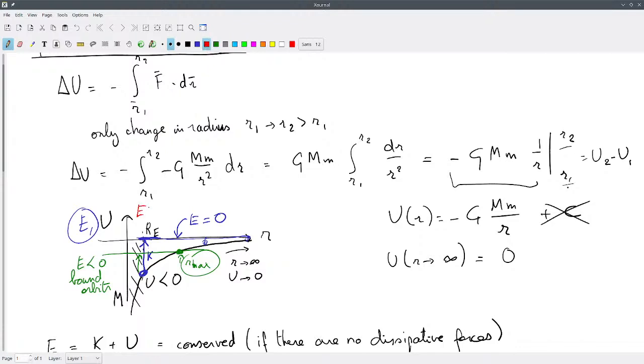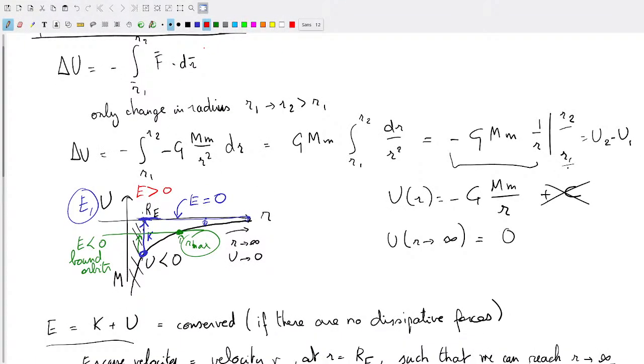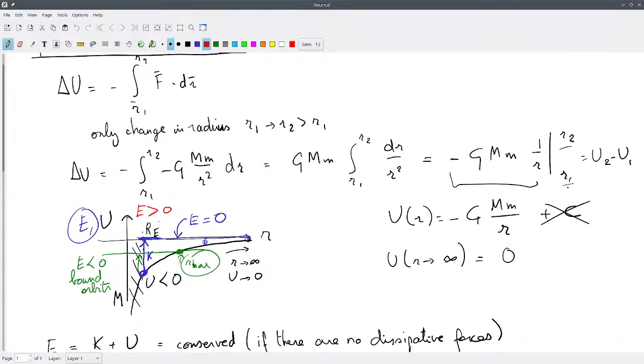If we have E greater than 0, then we're above this curve. Now we will have the ability to not just reach infinity, but to have some energy to spare. So we are able to escape the gravitational pull, not just with a 0 velocity, an asymptotic situation, but with some kinetic energy to spare. So there's the difference between bound orbits and escape. That's really the concept that we're trying to introduce here.